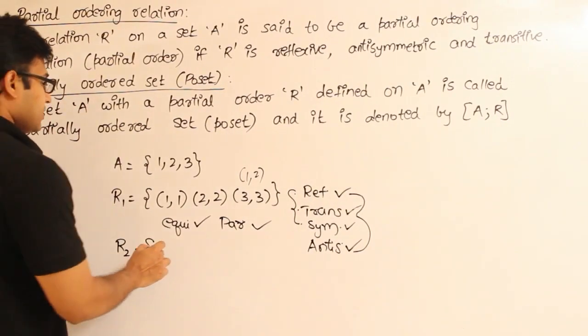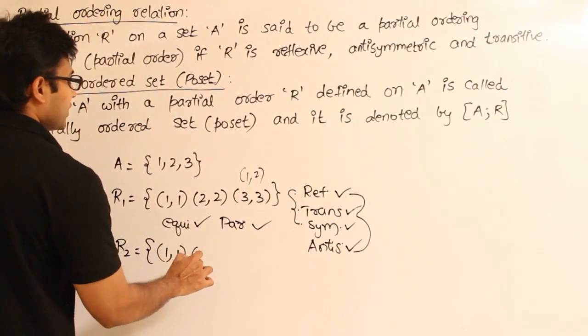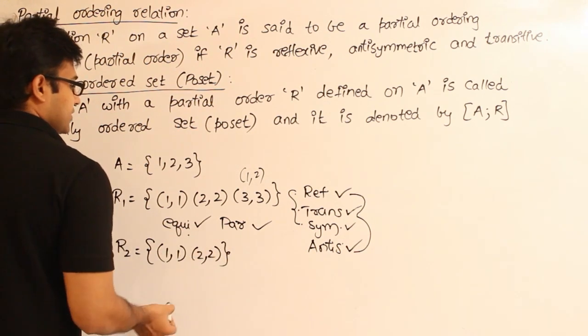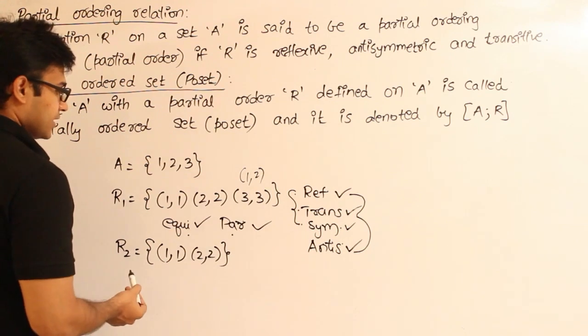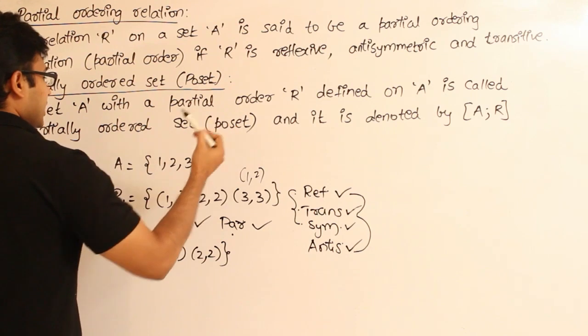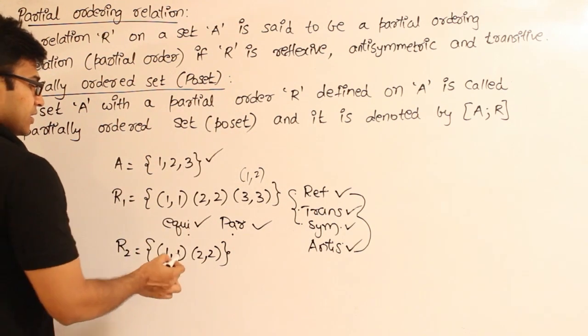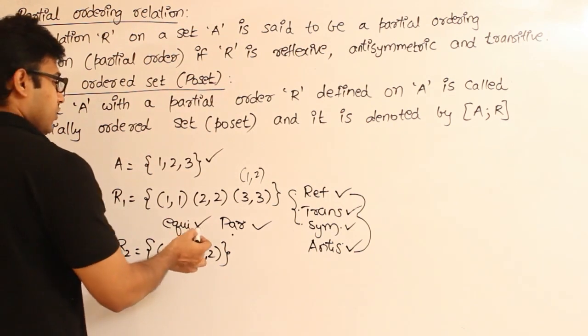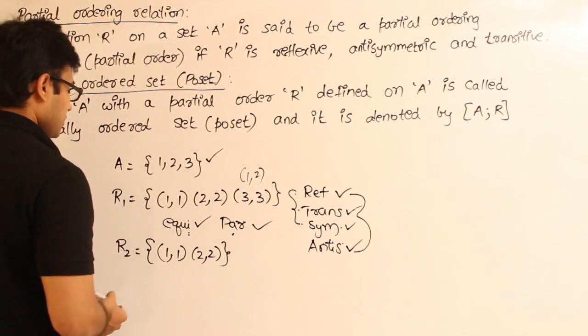So let's see this. When I am testing, if it contains only 1 1 and 2 2, it cannot be equivalence, it cannot be partial ordering. The reason is it is not reflexive. If we are talking about the set A equal to {1, 2, 3}, and it contains only these two diagonal elements, it fails to be reflexive, and so it cannot be equivalence or partial ordering.